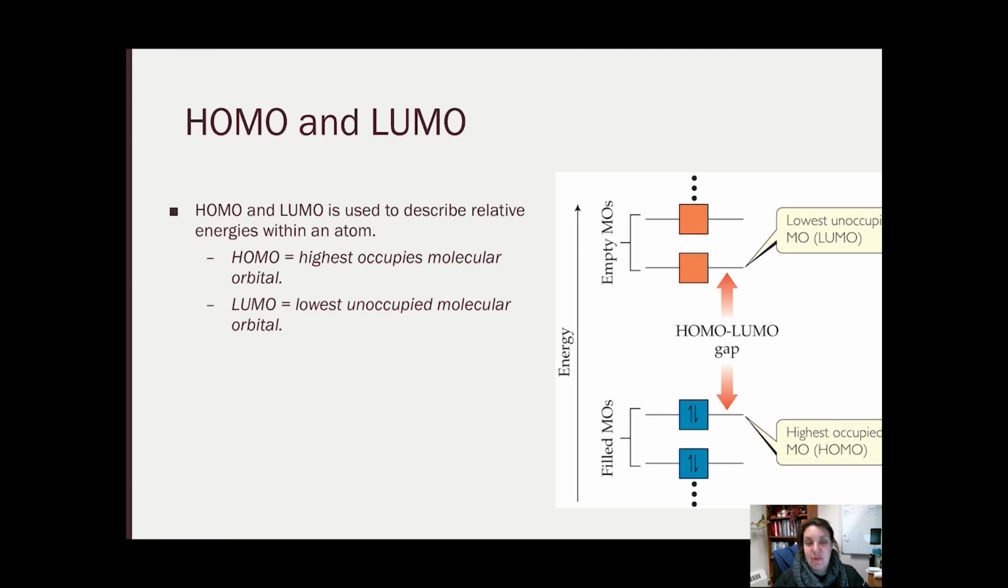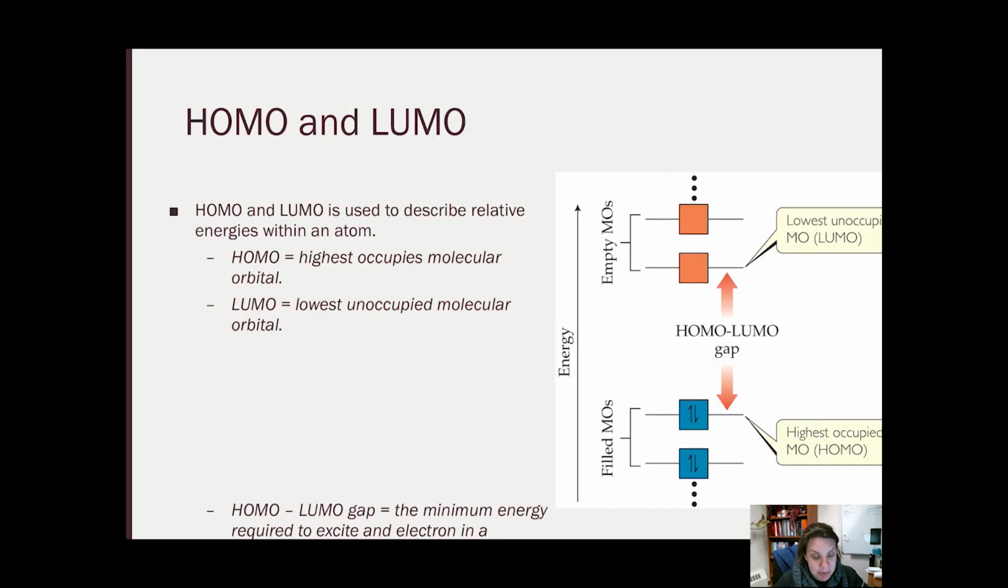And then when it relaxes back down, we can get emission of a photon like we saw in 1211. That gap will tell us how much energy is required to excite an electron from our highest occupied molecular orbital to our lowest unoccupied molecular orbital, called the HOMO-LUMO gap.